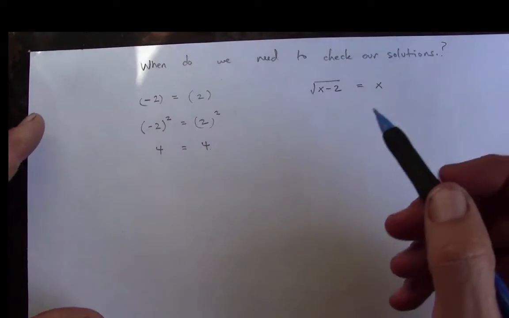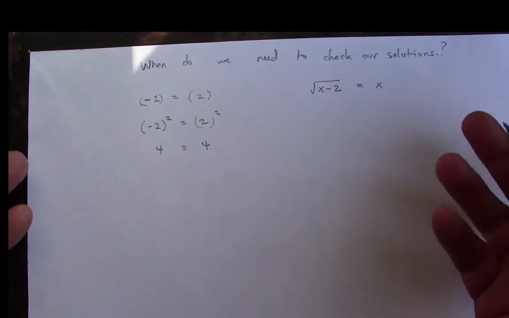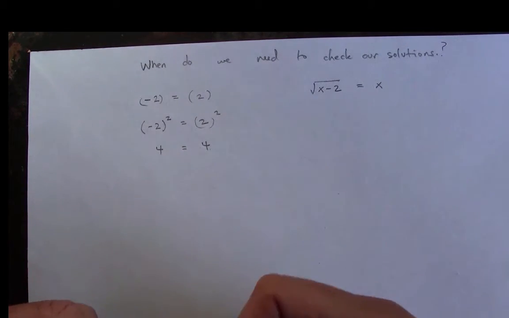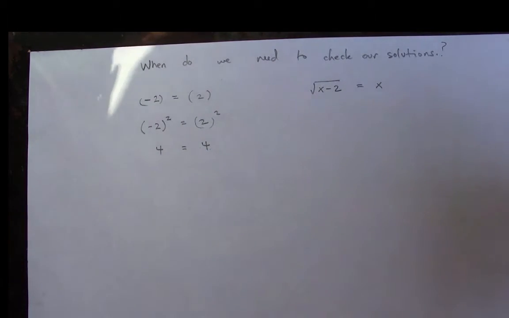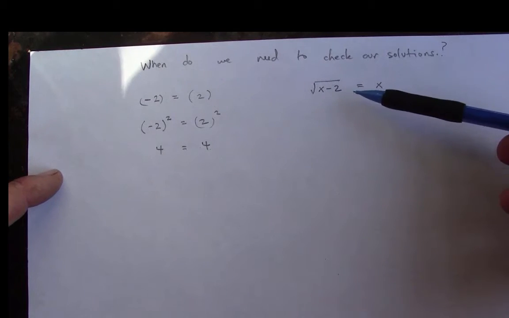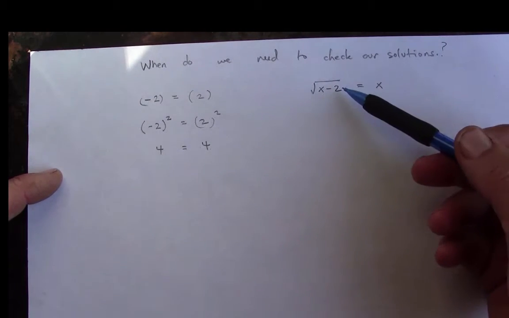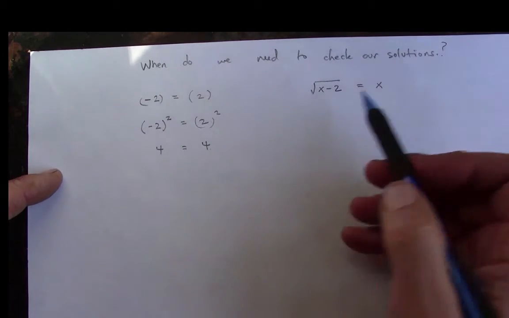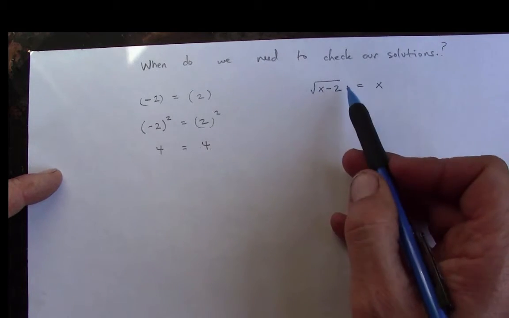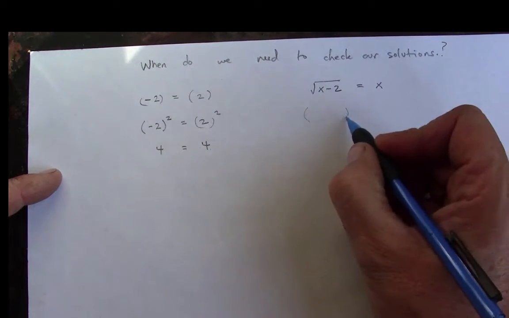Okay, so then if we don't need to check our solutions when we have a square in the equation, when do we need to check them? One situation is when we have a square root. Because in order to solve an equation that has a square root in it, we isolate the root on one side of the equation and then we square both sides.